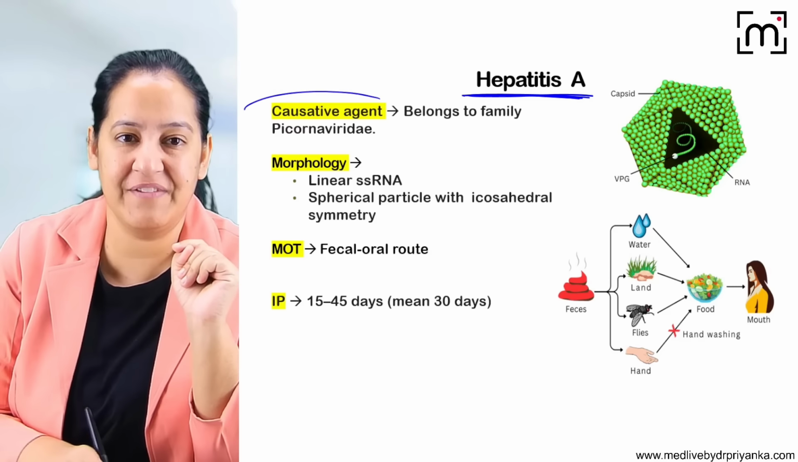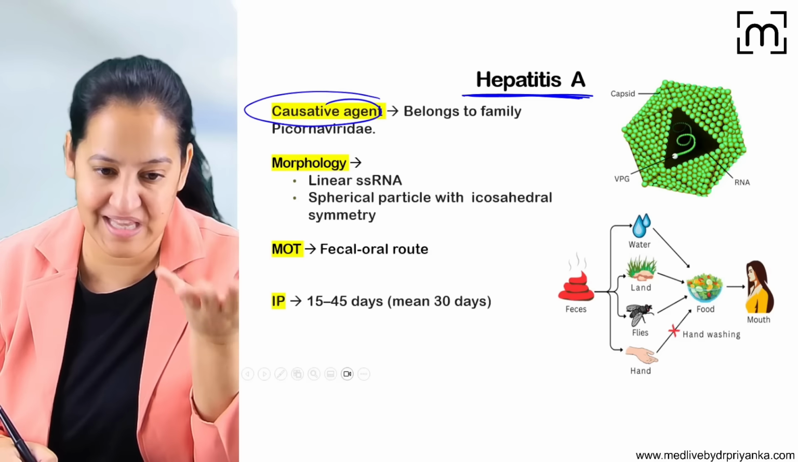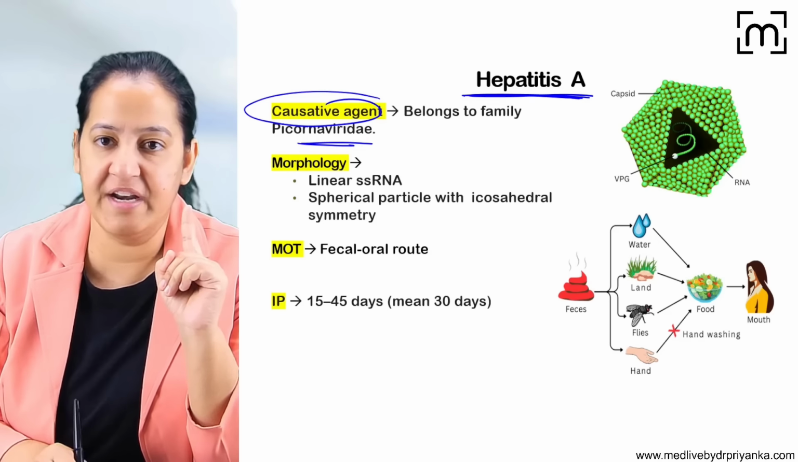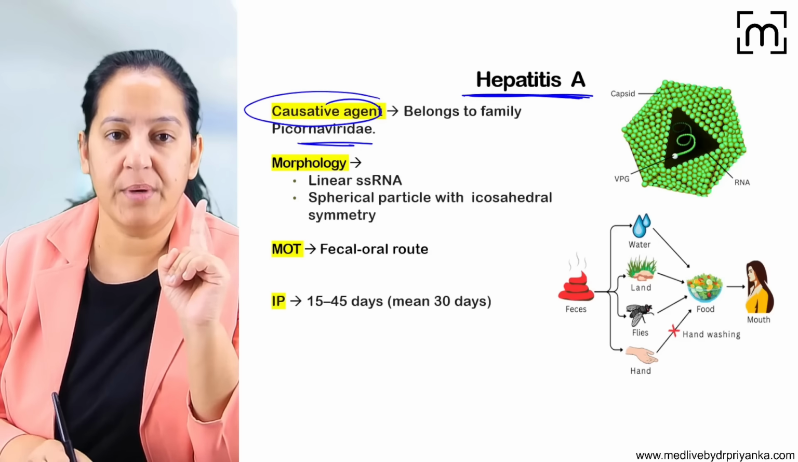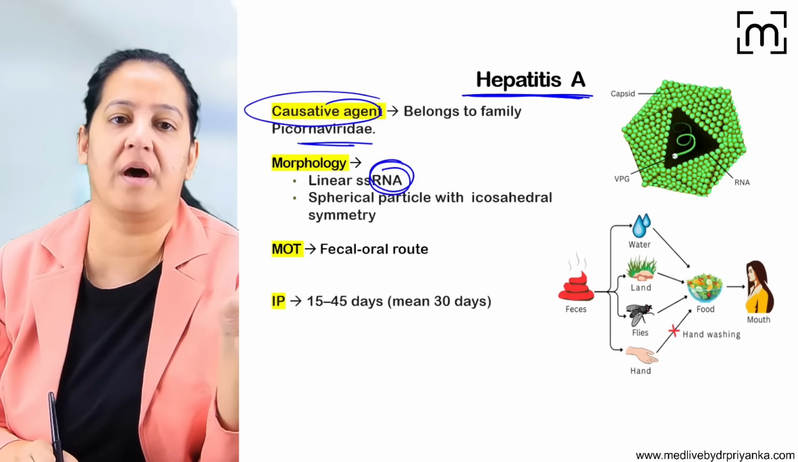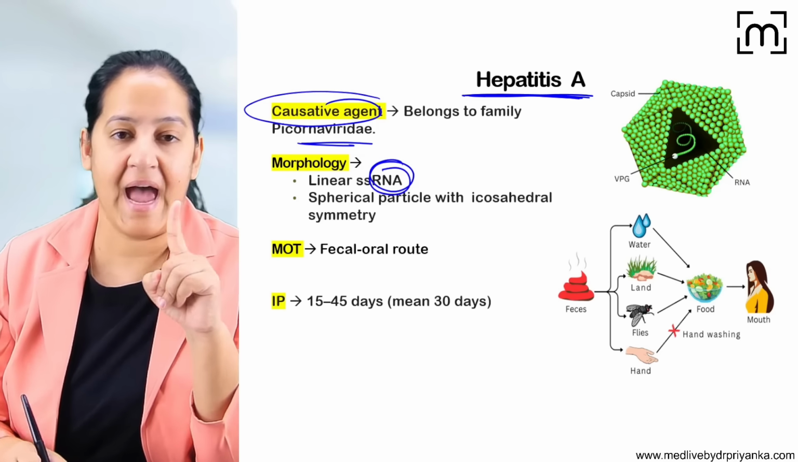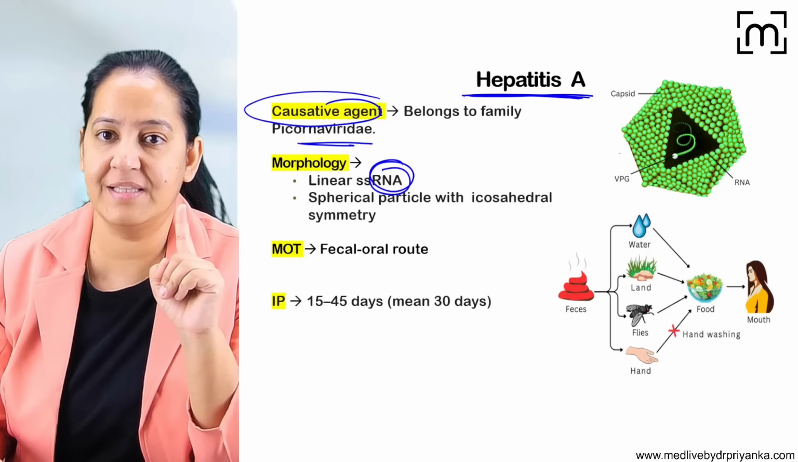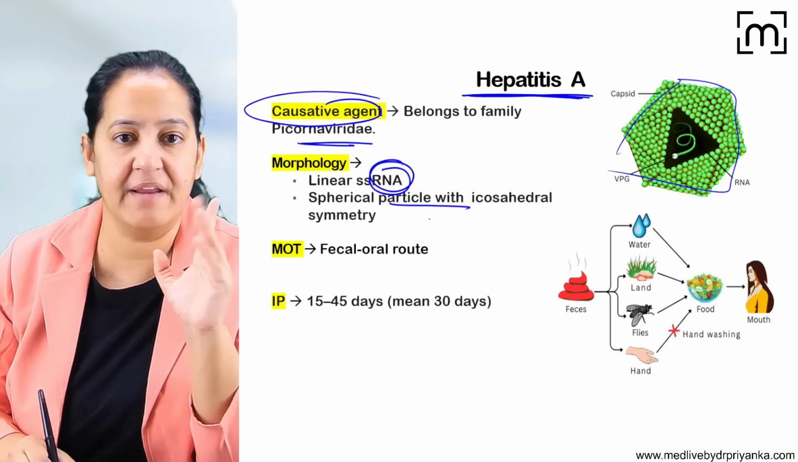Hepatitis A is caused by the hepatitis A virus, which belongs to the Picornaviridae family. I have already told you, it is an RNA virus. I told you only hepatitis B is DNA, the rest are all RNA. It doesn't have an envelope. You can see the symmetry is icosahedral, but the envelope is absent.